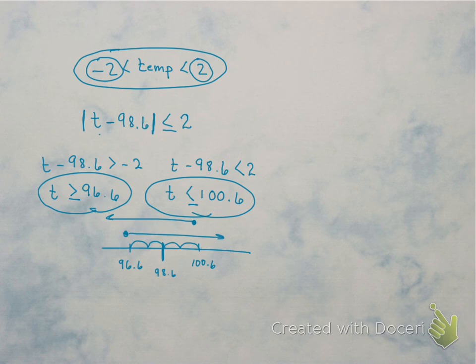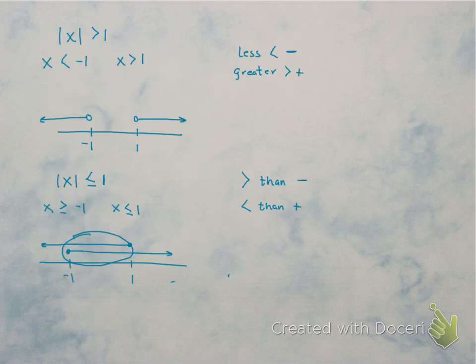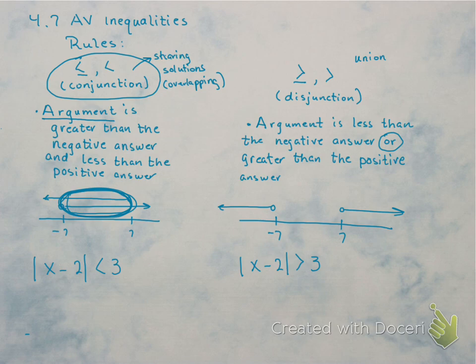Okay, just remember these rules. And I'm going to change colors. So basically, if you want to shorten down the rules and just use a couple of different symbols, remember that the conjunction is greater than the negative and less than the positive. And the disjunction is going to be less than the negative and greater than the positive. Okay, so just remember those, and that will help you get through absolute value inequalities.